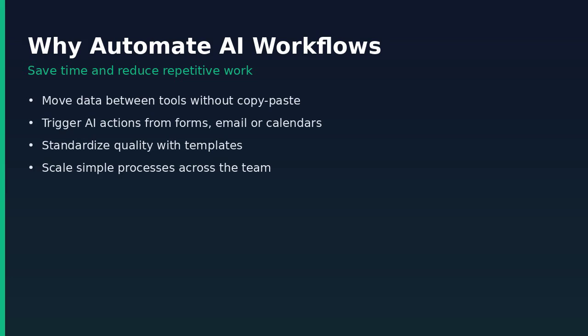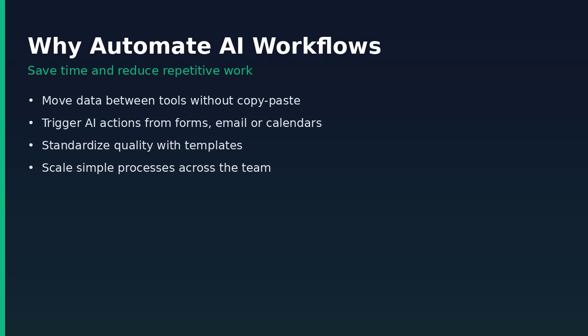Zapier is excellent for fast setup and a large library of integrations. Make offers strong visual control and flexible scenarios. N8N provides an open source and self-hosted option when data residency or cost control matters. For maximum control, you can also call the official APIs directly.